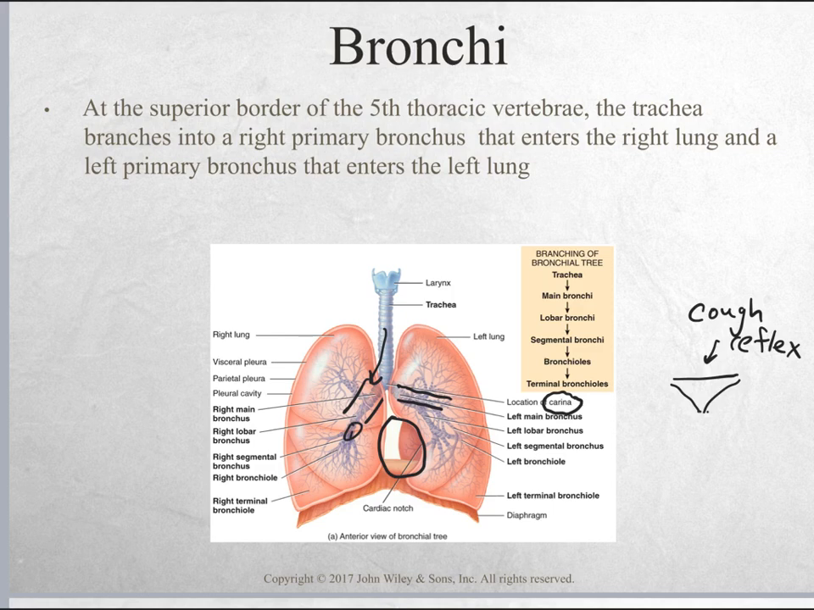Whereas the right side of the lungs, 3 lobes, 2 fissures, larger of our 2 lungs, does not have anything in the way, no heart in the way, so that primary bronchus can be steeper and wider. So again, if we were to aspirate something, more likely than not, it will get stuck right here on the right side.